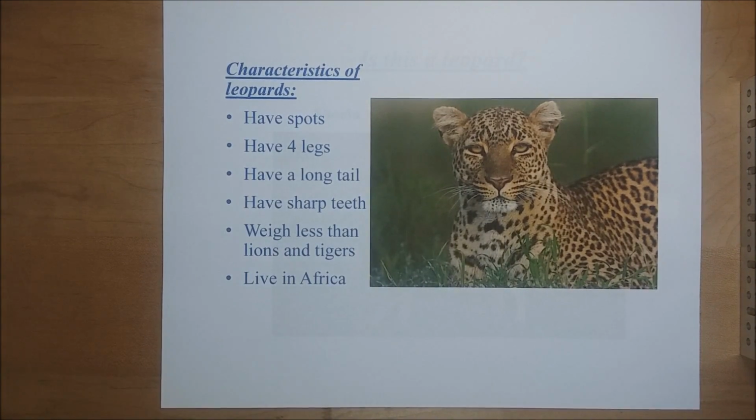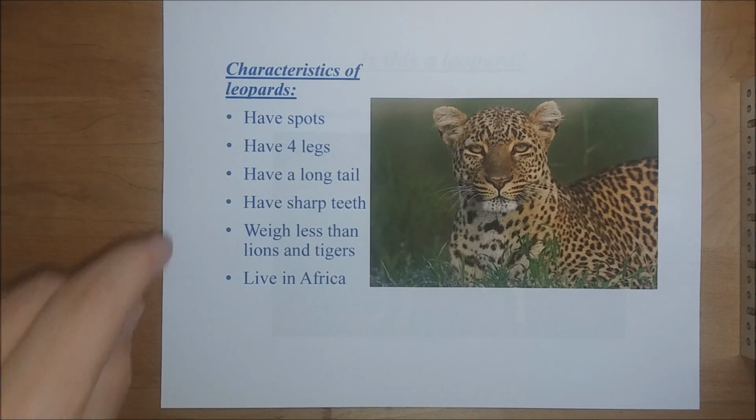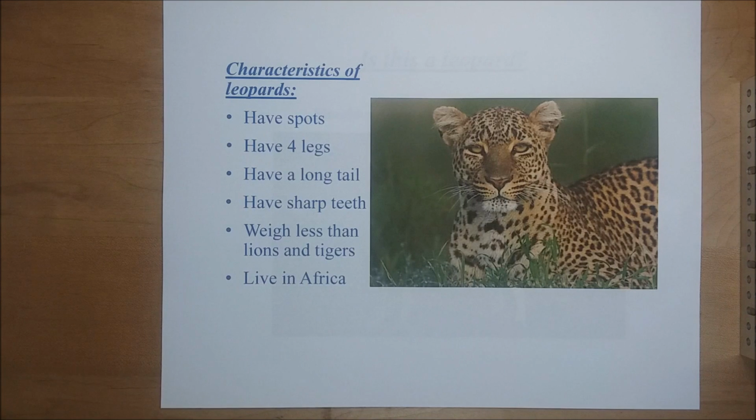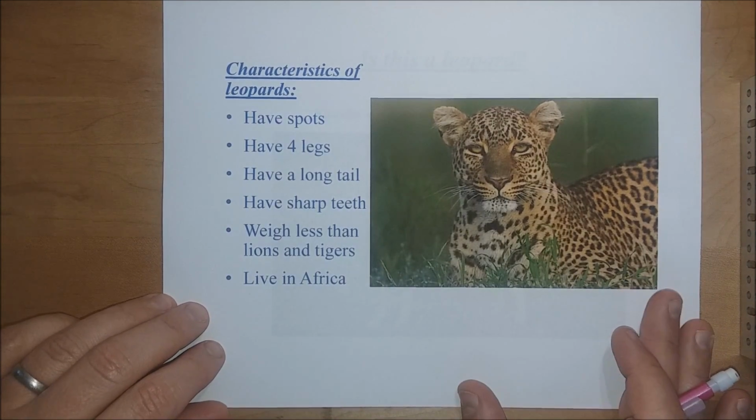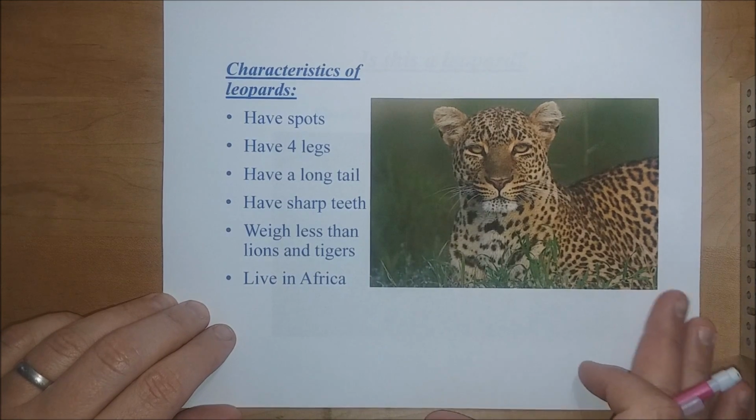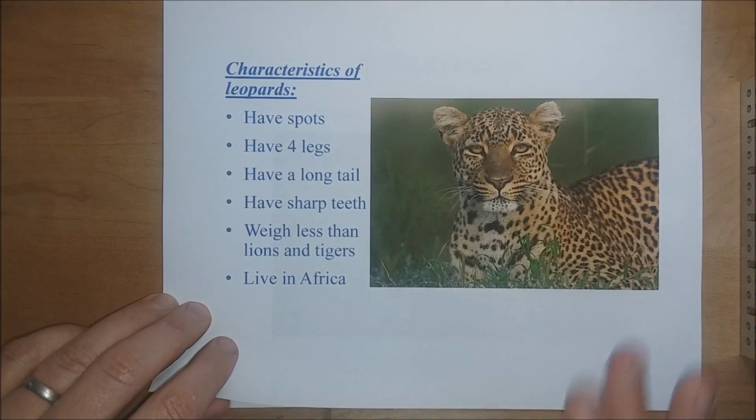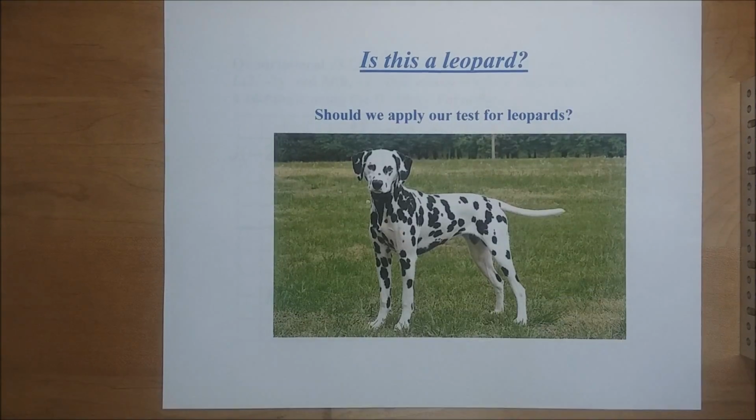Okay, let's talk about leopards for a second. Here are, I hope you'll agree, some characteristics of leopards. They have spots, they have 4 legs, they have a long tail, they have sharp teeth, they weigh less than lions and tigers, and they live in Africa. So hopefully we can all agree that those are in fact characteristics, properties, if you will, of leopards. So I'm going to ask you a question. Is this a leopard?